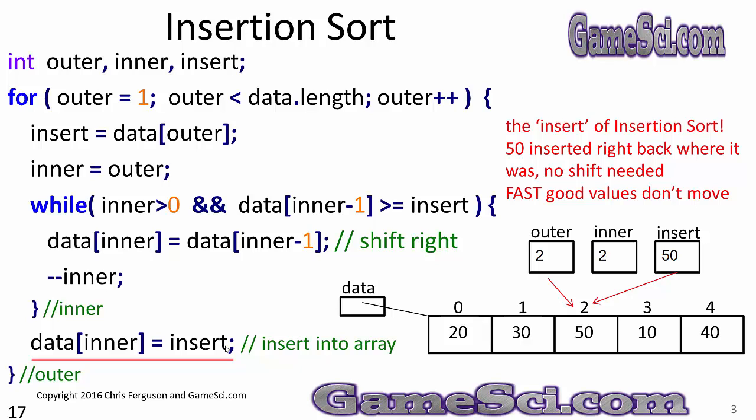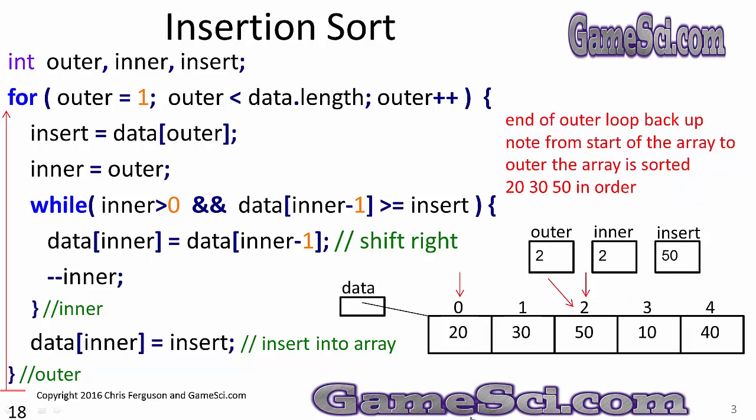No shift occurred. Fast. Good values don't move. 50 is in a sorted position when you look at these three numbers. All we did is we pulled 50 out and put it right back where it was. That's a good thing. It speeds up the sort. We'll hit the end of the outer loop and we'll back up.